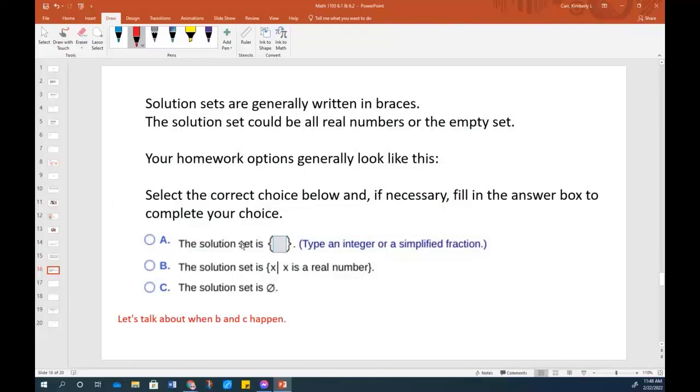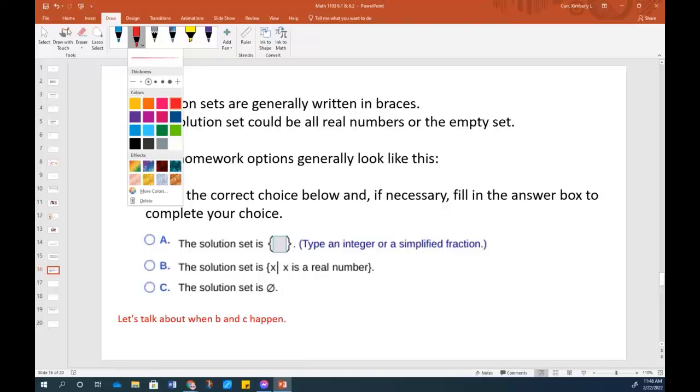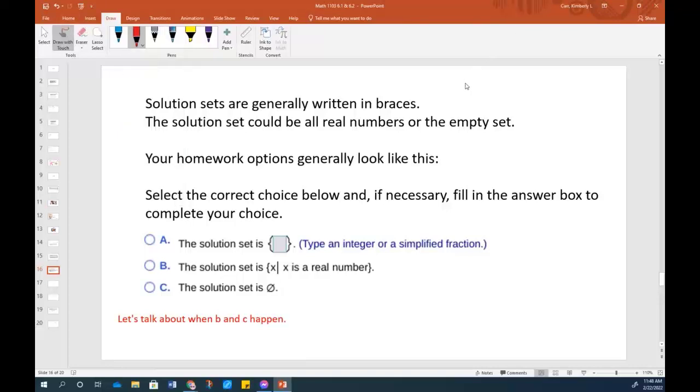So this is what your homework choices often look like. Before I do an example, I just wanted to say, when you find a solution like x equals 3, then you would normally write that solution in braces. Just to remind you of what braces are, they're the ones that have that little squiggle. So if you find out that x equals 3, then you would put a 3 right there in braces. But you could end up with all real numbers or the empty set.